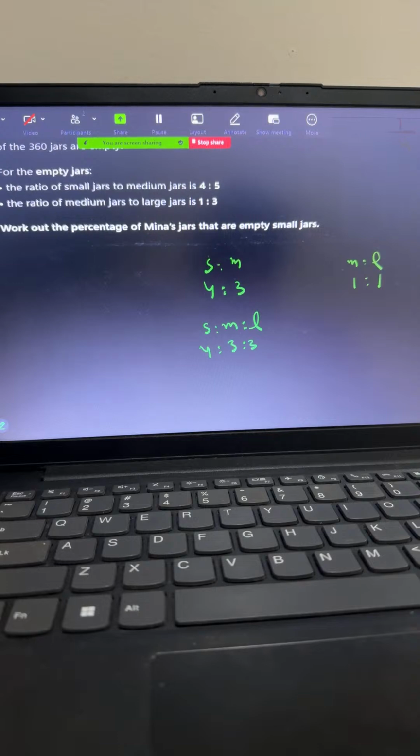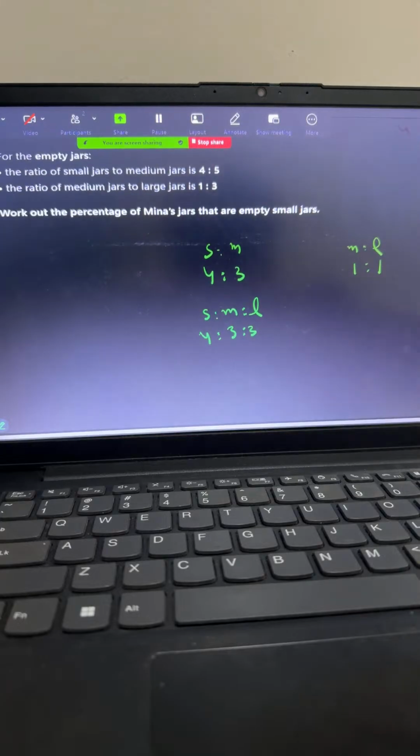So 9 times 4 is 36. 9 times 3 is 27, and 9 times 3 is again 27. Now I think you add them all up to get 90. Yes, that's how we confirm it.